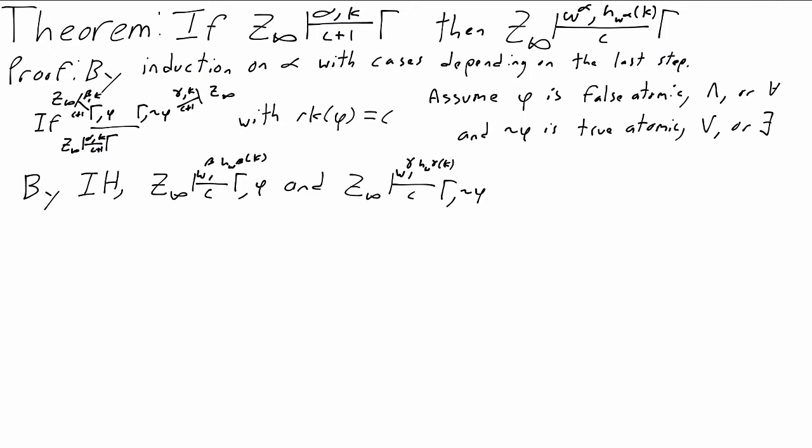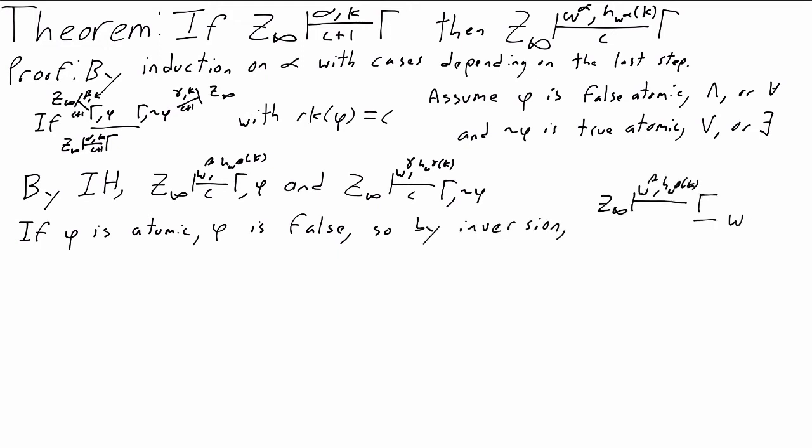And then we go through cases for what the cut formula could be. If φ is atomic, φ is false, and by the atomic inversion lemma, Z∞ also deduces just Γ, with bounds ω^β, and we can use weakening to get the right bounds.